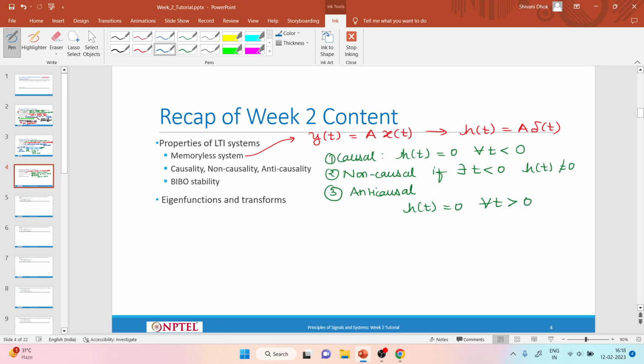The third thing that was discussed was BIBO stability. It was said that if h of t is the impulse response of an LTI system, then the system is BIBO stable if this impulse response is absolutely integrable. That is, the integration of mod of h of t over all possible values of t is less than infinity, then the system is stable. After that, the eigenfunctions and transforms were also discussed, and I'll discuss this using an example which we'll solve afterwards. So now let us look at some examples.